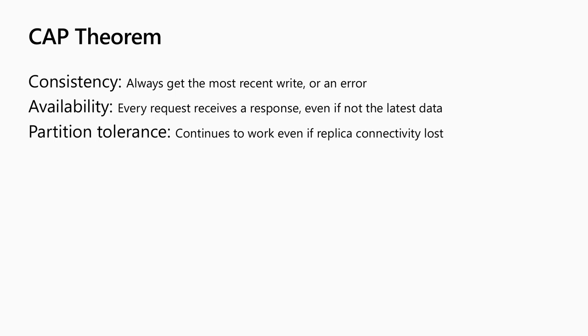In 1998, a computer scientist named Eric Brewer published a paper that eventually became known as the CAP theorem. It postulated that for any distributed data store or system, you can only get two out of the following three things. Consistency, so I always get the most recent write, or I get an error back. Availability, so every request I send to the system is going to give me a response, even if it's not the latest data. Or partition tolerance, which is that the system continues to operate despite an arbitrary number of messages being dropped or delayed on the network between the nodes.